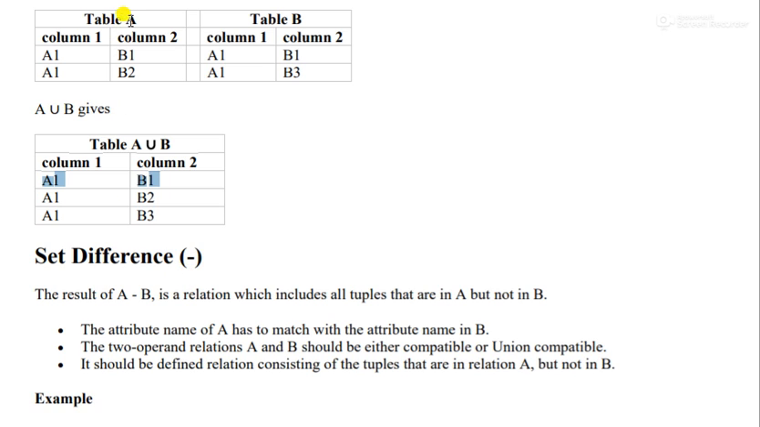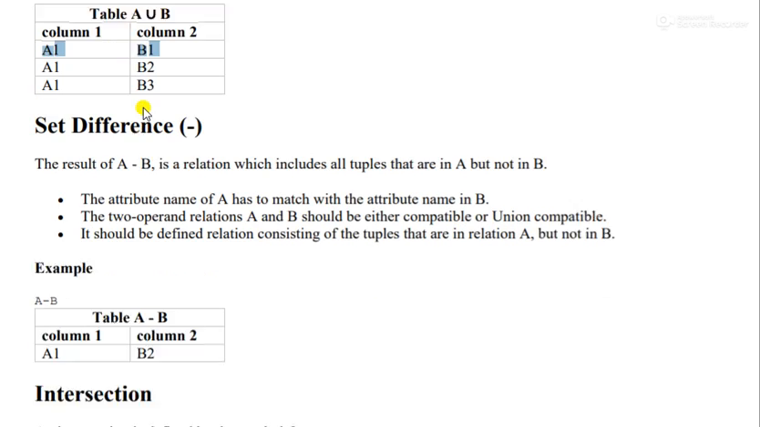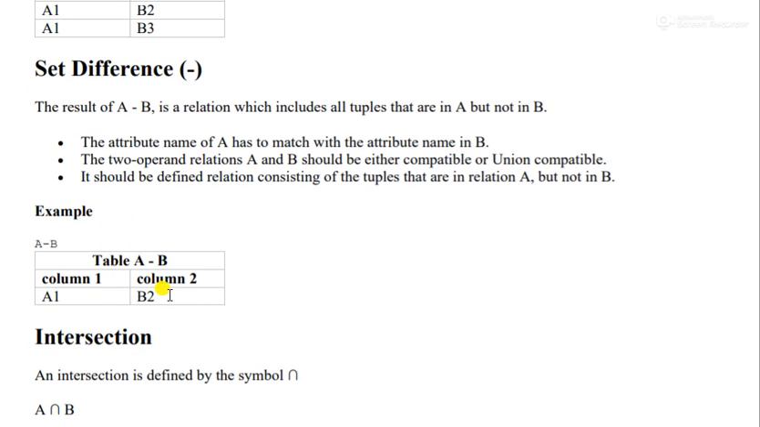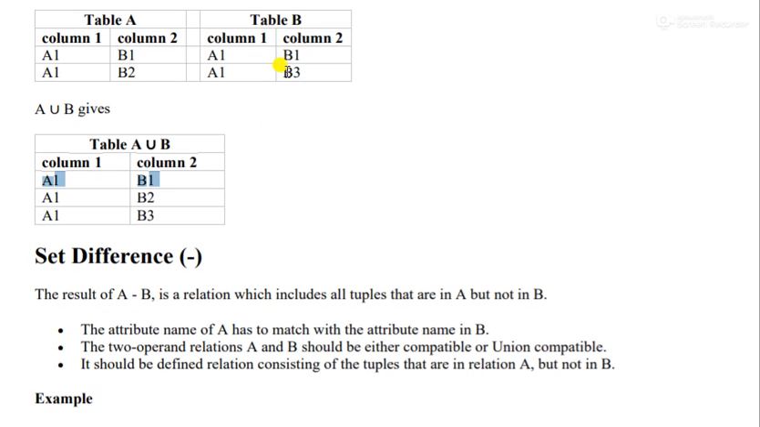Now suppose I say A minus B. It means whatever is common with B will be removed. a1 b1 was in table B also, so this will be removed, and the answer will be a1 b2 only. You can see over here A minus B is a1 b2. But if I am doing B minus A, it is not given here, but in that case a1 b1 will be removed, and a1 b3 will be the answer, because from B we are removing what is available in the A table. I hope this is clear.